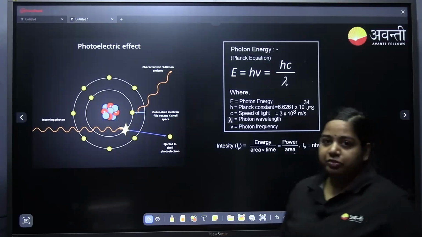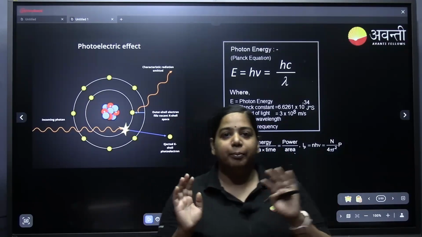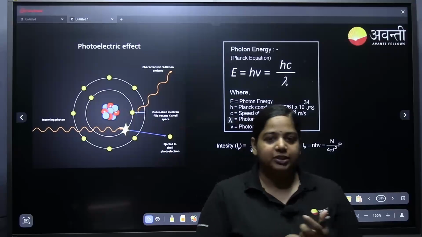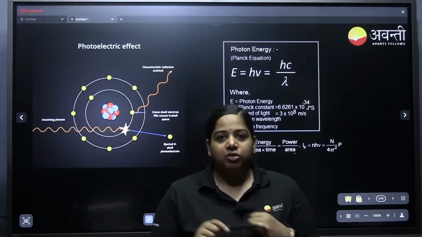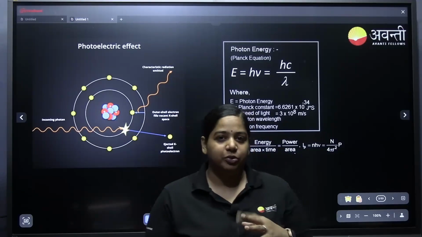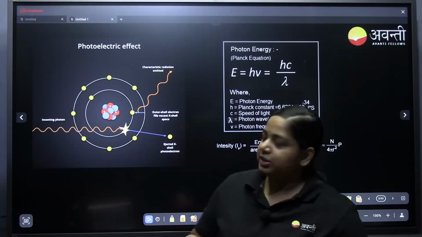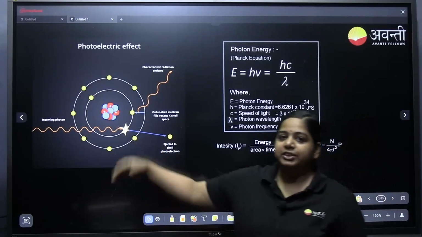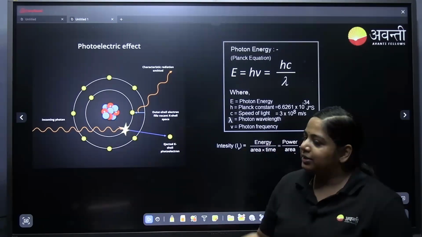So first of all, modern physics is combining a few chapters, that is dual nature of matter and radiation, then atoms, and nuclei. These three chapters I have combined into this one chapter. In dual nature the first topic is photoelectric effect. What is happening in that?